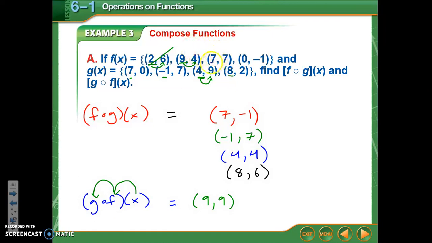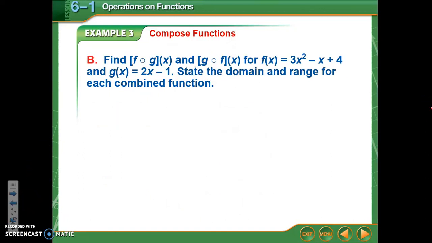All right, let's try another one. 7, 7. If I plug 7 into f, I get 7. And then I take this 7 and plug it into g, and I get 0. So my ordered pair for that one is 7, 0. And one more. If I plug 0 into f, I get -1. If I plug -1 into g, I get 7. So my ordered pair is 0, 7. So this set of ordered pairs would be my new g of f of x. Notice I only ended up with 3 ordered pairs. That's totally fine.